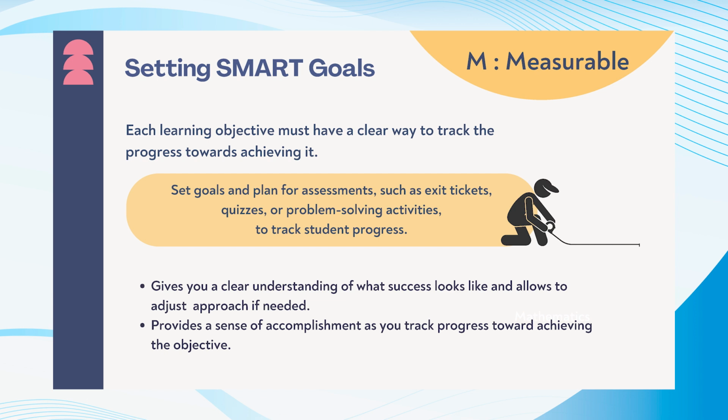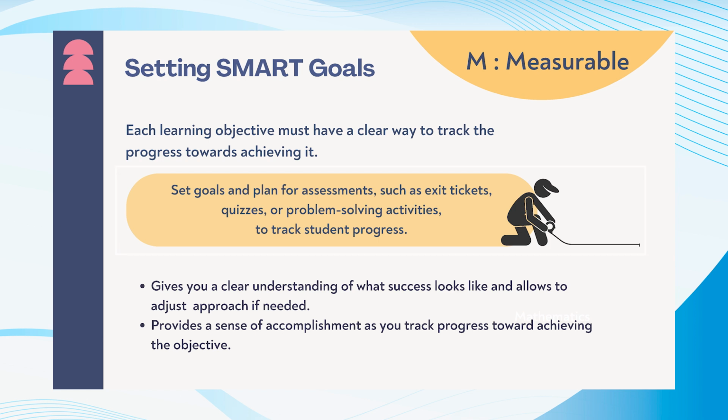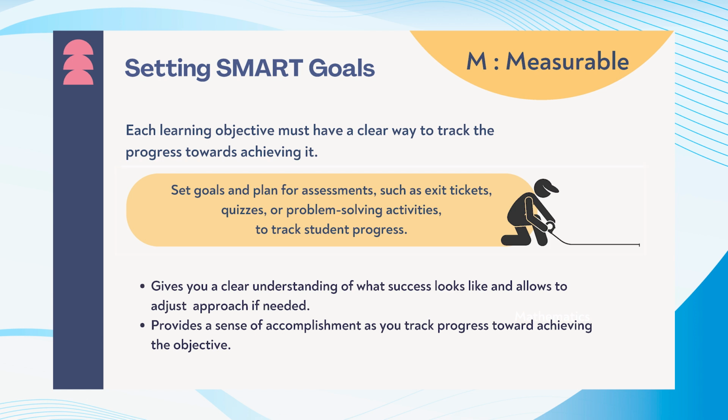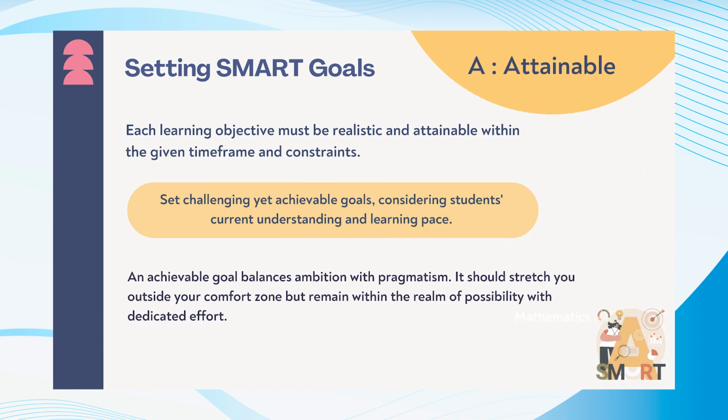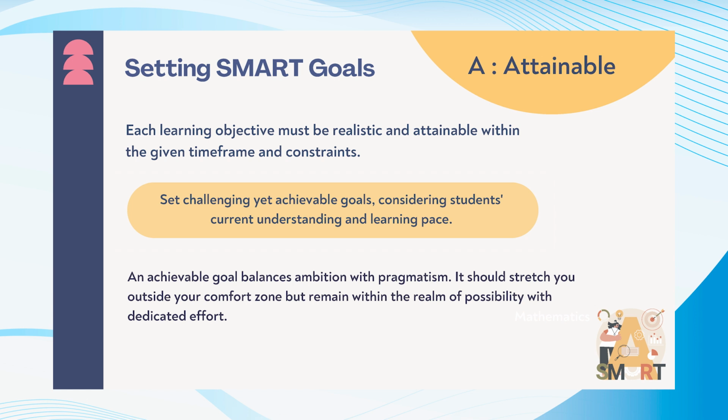M in SMART refers to measurable. How will we know when we arrive at our destination? Setting goals and planning for assessments in the form of exit tickets, quizzes, or problem-solving activities help track student progress, making the objective measurable. A in SMART refers to attainable. It is important to set challenging yet achievable goals considering students' current understanding and their learning pace.